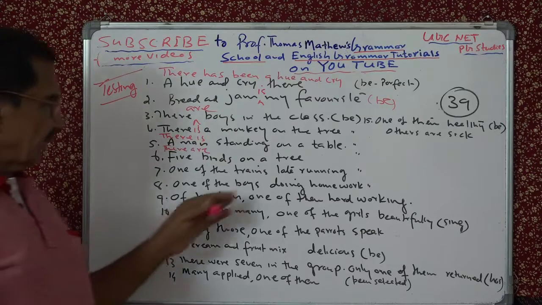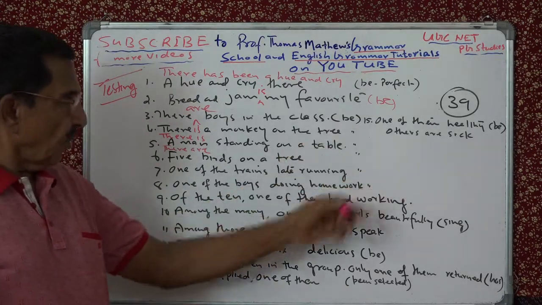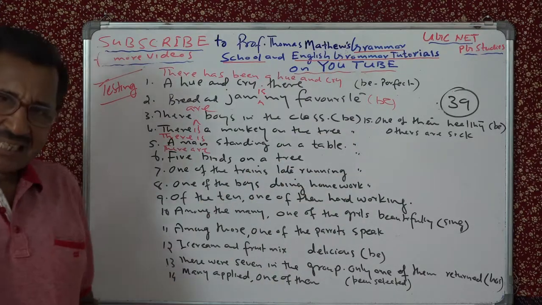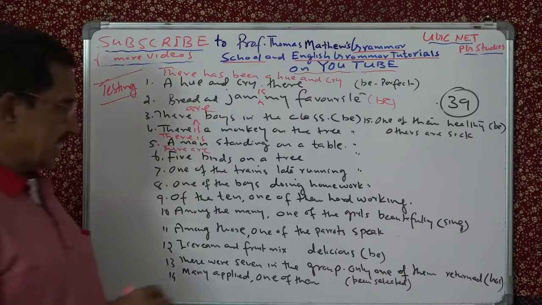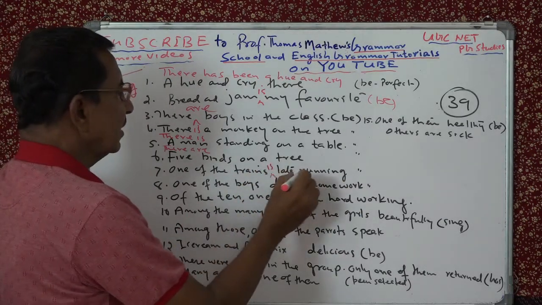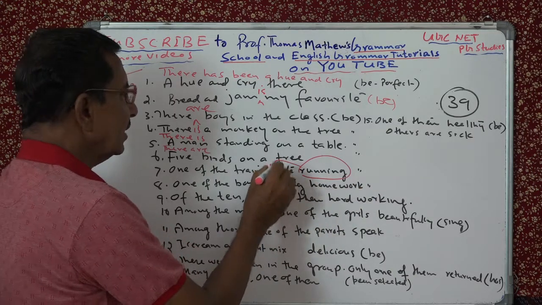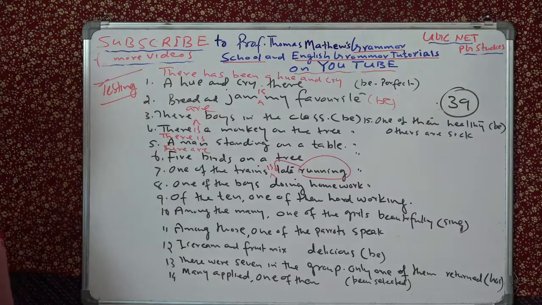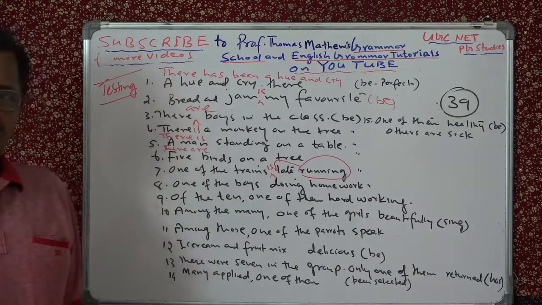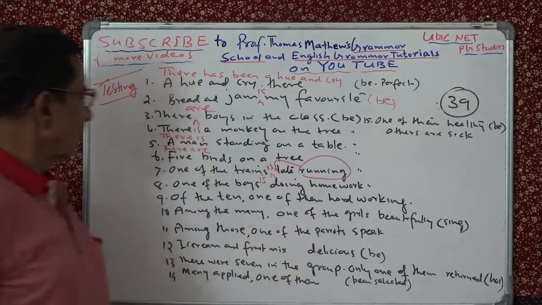One of the trains late running. Means you have to use the form of be. That's why it is given there. One of the trains is running late. Is, you have to bring it here. This has to be brought here. Is running late. One of the boys doing homework. Another one, boys is singular, no? Is.